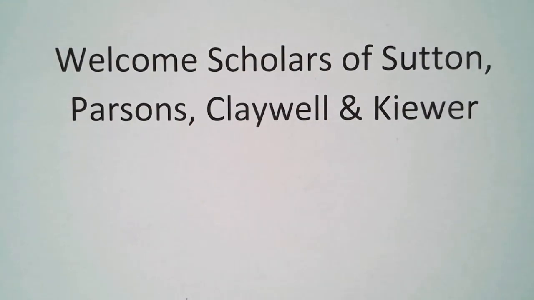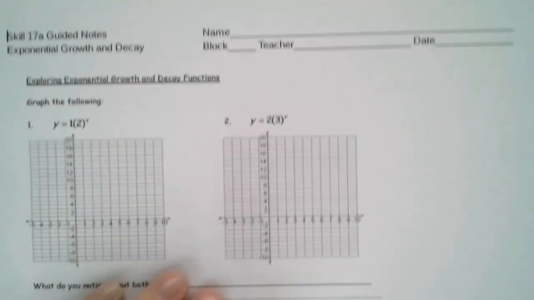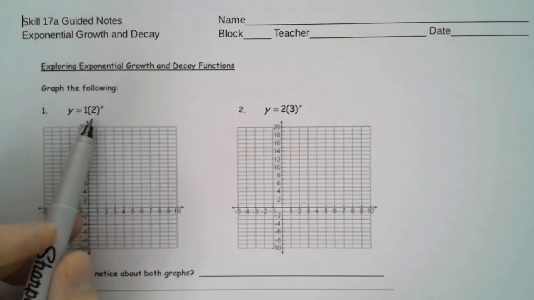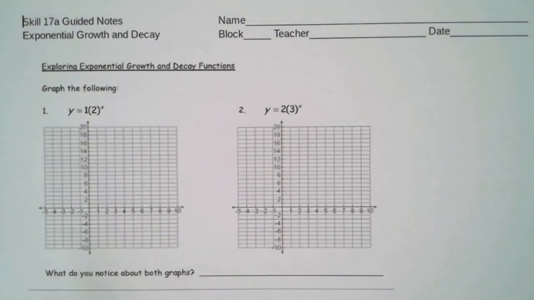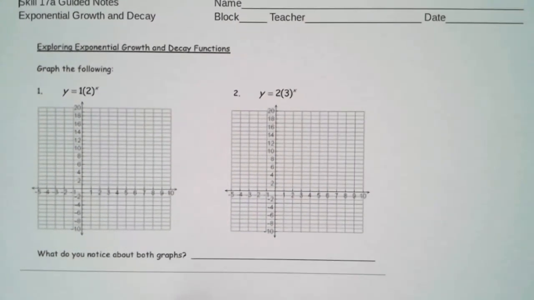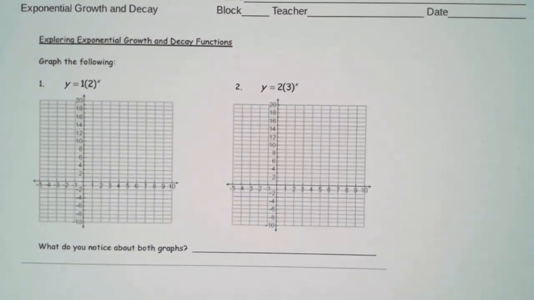Today's notes, we are continuing our discussion on exponential functions. We are going to be talking more specifically about growth and decay today. So before we discussed how the b value tells us whether it's growth or decay. We talked about how when we have a b value greater than 1, we have growth, and when we have a b value between 0 and 1, we have decay. So we're going to be looking more specifically at some of those examples in today's lesson.